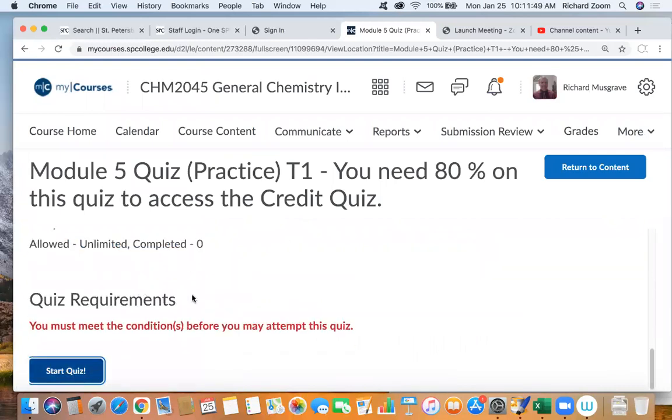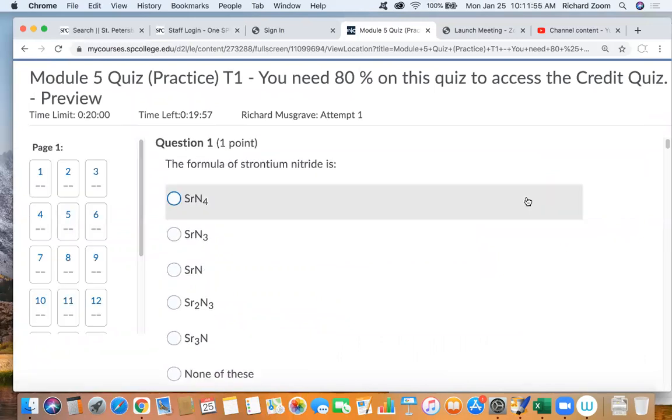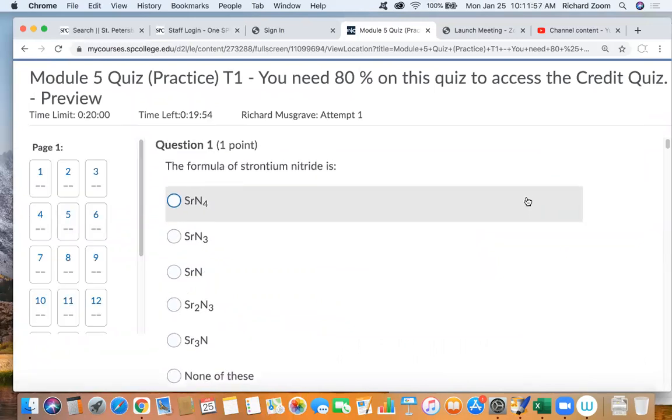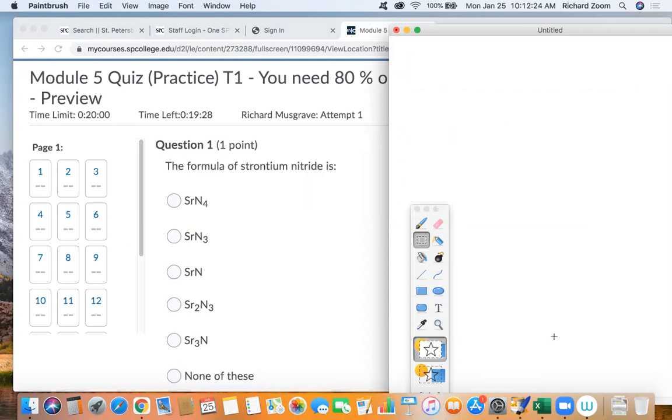So this is what the practice and the credit quiz look like. What you'll notice is that you'll have a bunch of things here, and one of the answers is actually none of these. So you need to be prepared for the eventuality that none of these will actually come up as an answer. Sometimes it does, sometimes it doesn't. So just because it's there, it doesn't mean it's not used, but it doesn't mean it's always used either. So you really do have to know what you're doing here.